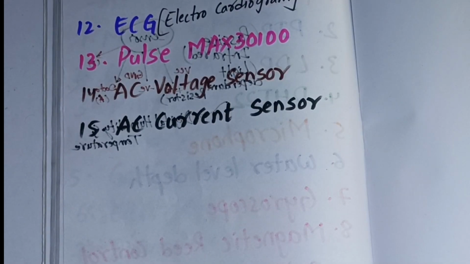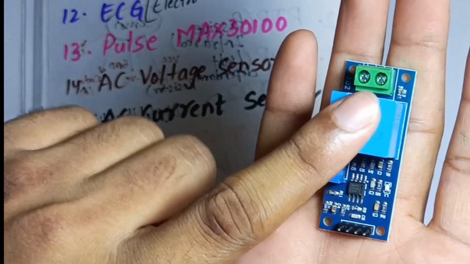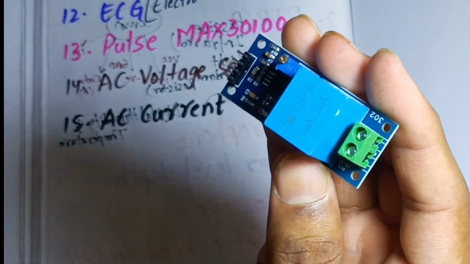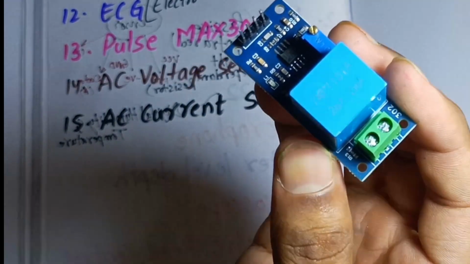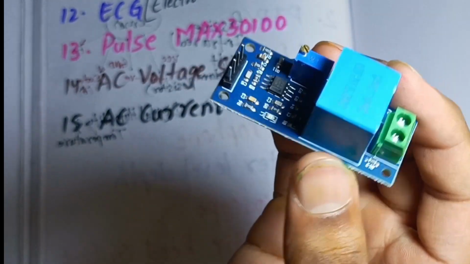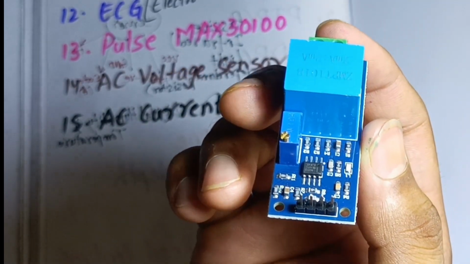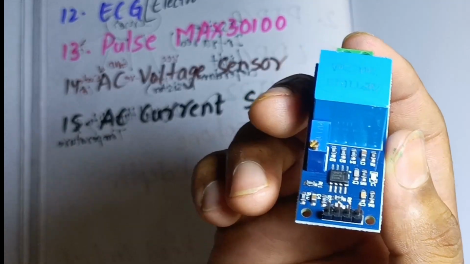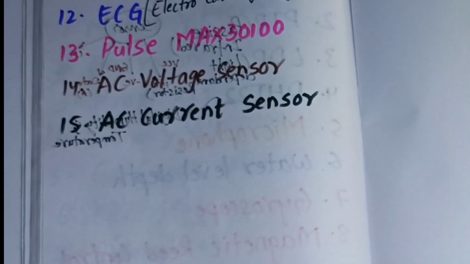Coming to the AC voltage sensor. The sensor I have here with me is the AC voltage sensor. That means it is used to measure how much voltage is actually present in some line wire. Correct. We use it in smart energy meters where you want to calculate the AC voltage of some specific mains supply. And we also have the AC current sensor.